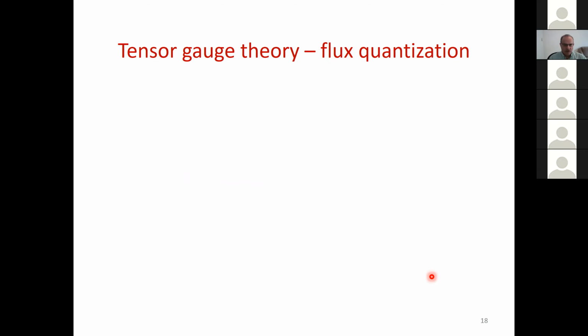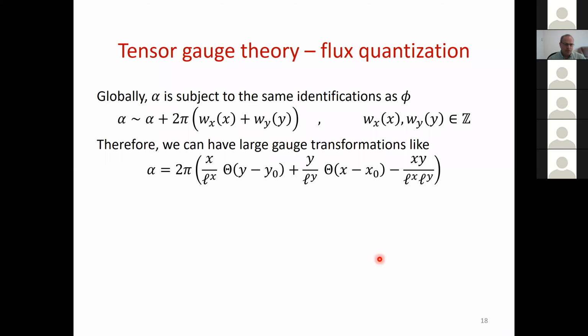So I've already discussed it before, and I said that alpha, the gauge parameter here, is subject to the same identifications as the phi I had before. And phi I had before was circle valued, and the fact that it was circle valued told us that because of this business with the discontinuities in X and Y, we should identify the gauge parameter alpha by alpha shifted by an integer X-dependent function here and an integer Y-dependent function here. And you can check that this is compatible with the gauge transformations.